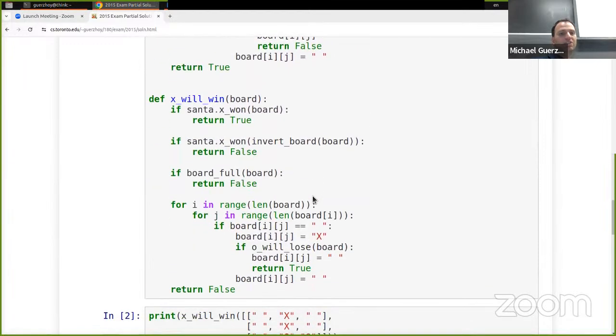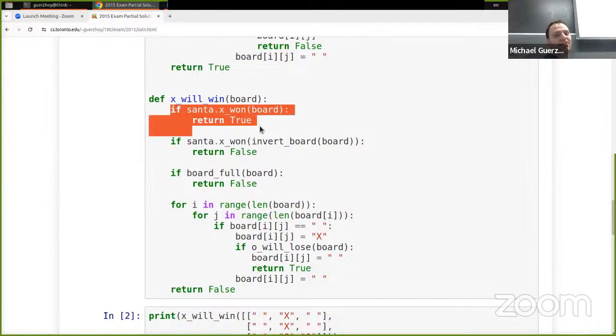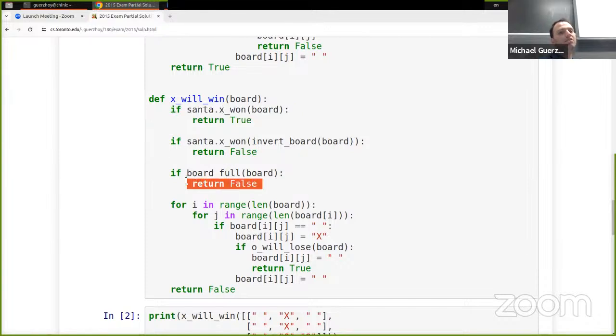So what is X can win? Well, if X already won, then that's definitely true, right? So that's the base case. And then we're saying if not wins. The way we figure out if not wins is we invert the board, as if X won except on the inverted board. So that means that not won. So that's false. If nobody won and the board is full, then X cannot win because it's a draw.